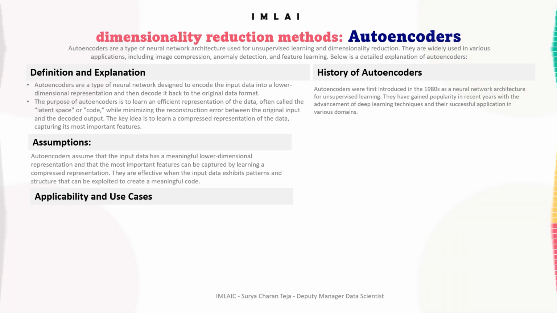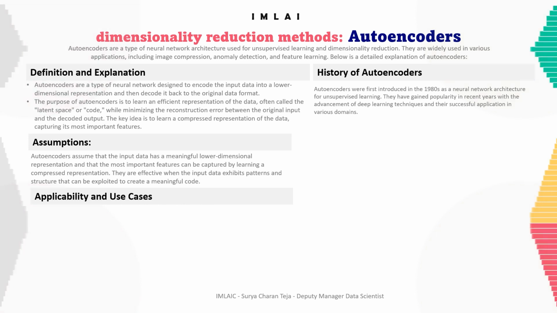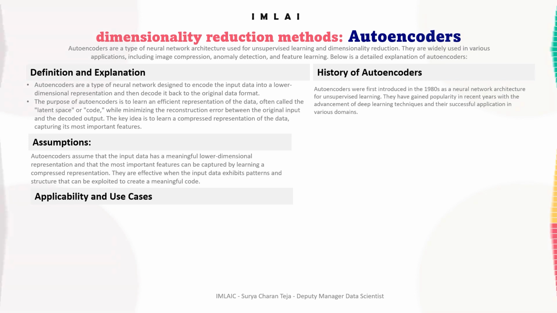So then let's see some of the applications and use cases of autoencoders. Autoencoders are applicable to various types of data, including numerical data, images, text, and other types of sequential data. So they are used in tasks such as image and audio compression, anomaly detection in data, feature learning, denoising data, and data generation.